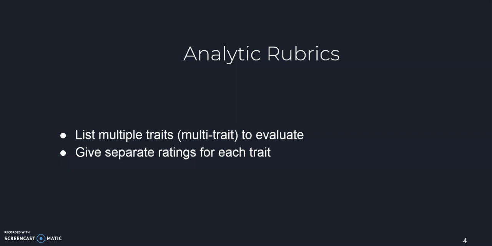It's recommended that we assess performance-based tasks with analytic rubrics, and analytic rubrics list multiple traits to evaluate, which I'm calling categories. There are multiple categories that we consider, and in an analytic rubric, it's possible to give separate ratings for each of those traits or each of those categories. A student can be high in vocabulary but low in pronunciation, or the reverse. They're not connected.